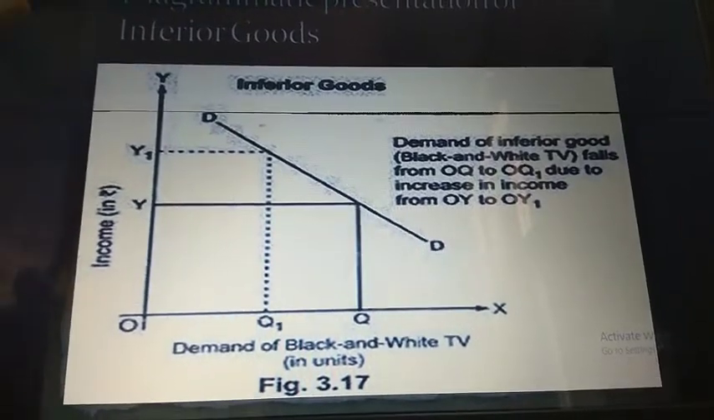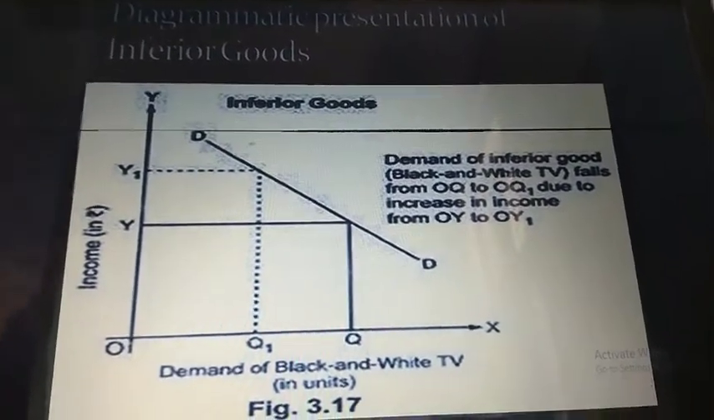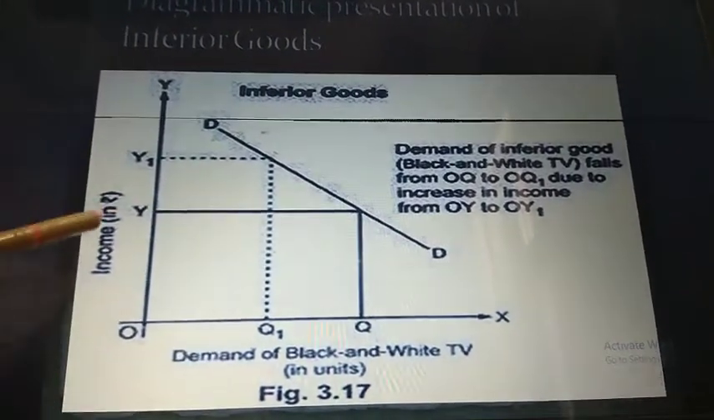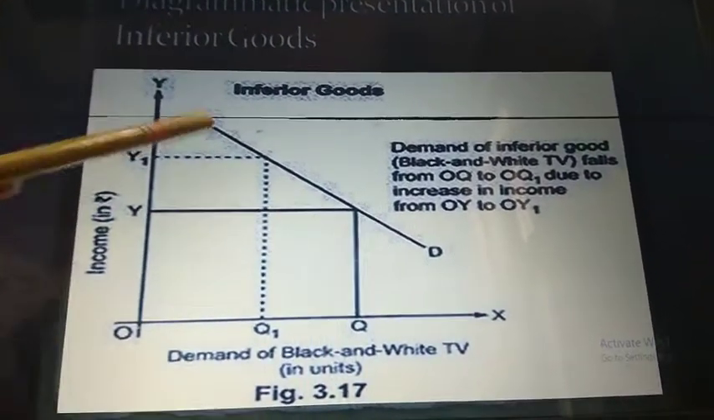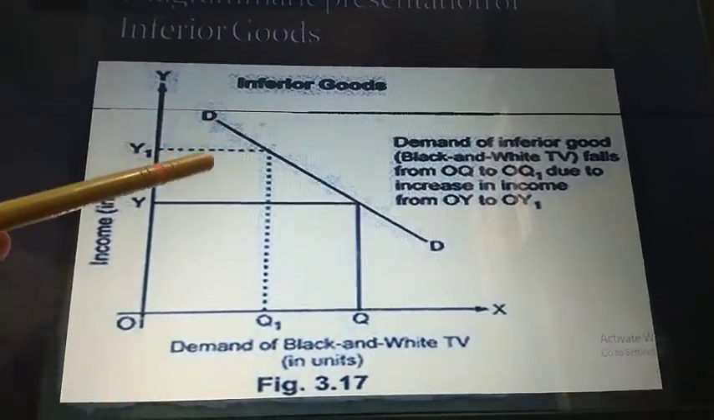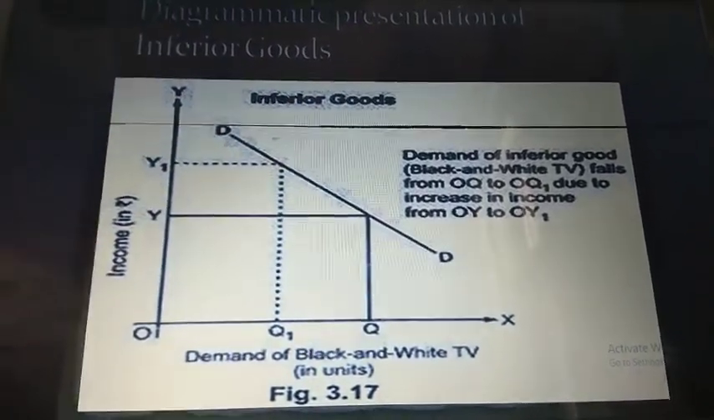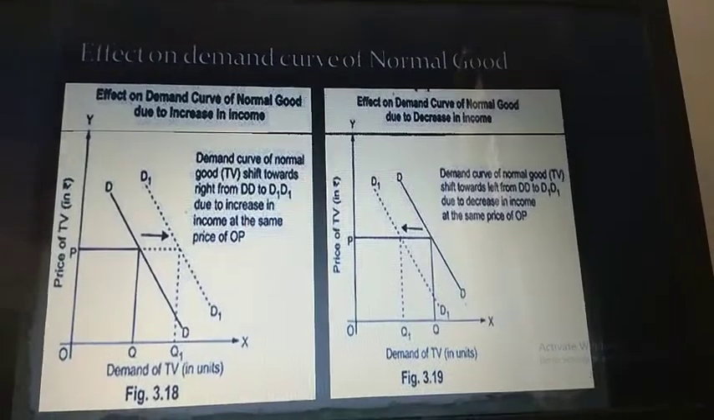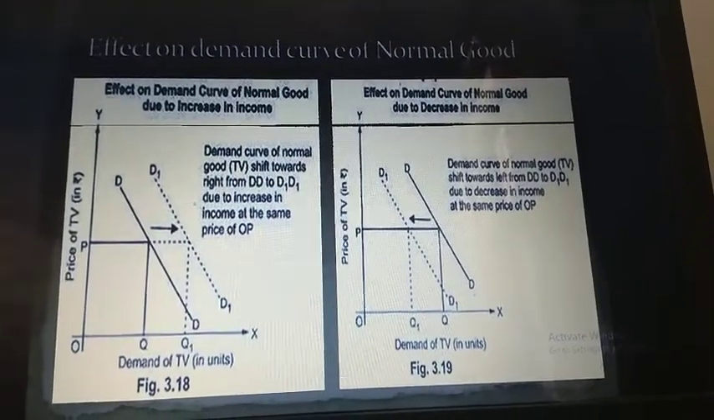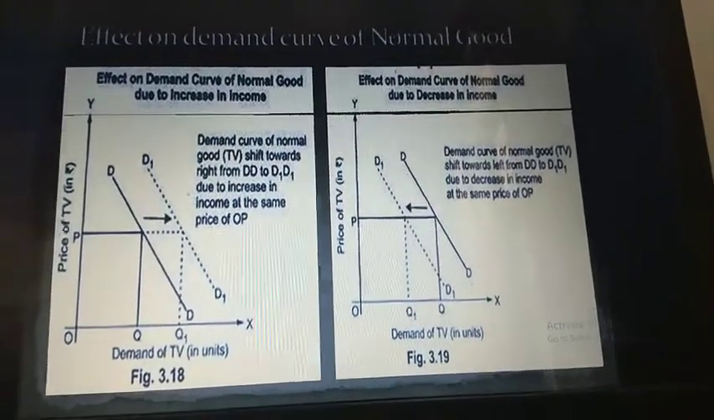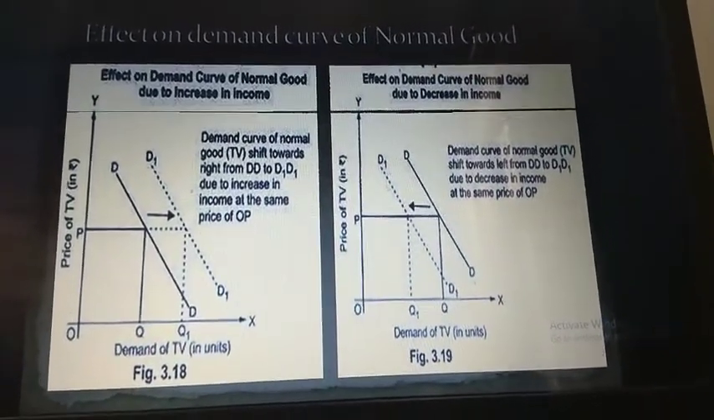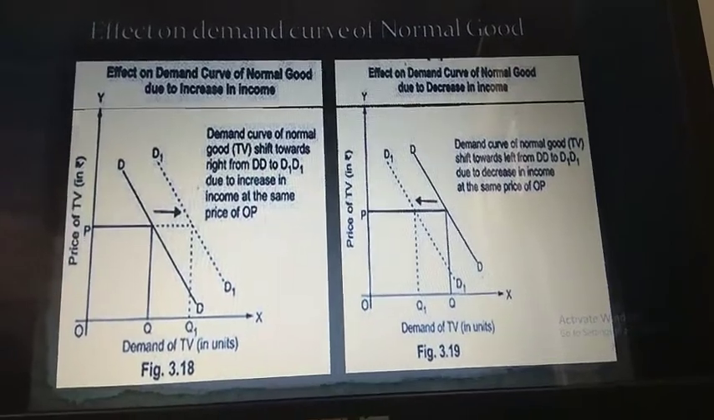So that is the reason income of the consumer and demand of inferior good establish an inverse relationship. And as I told you earlier, and repeating, any two variables that establish an inverse relationship will always be represented by a downward sloping curve. Now, we see one more diagram here, wherein the effect on demand curve of normal as well as inferior good is being depicted. That is, what happens to the demand of normal good when there are changes in the income of the consumer.